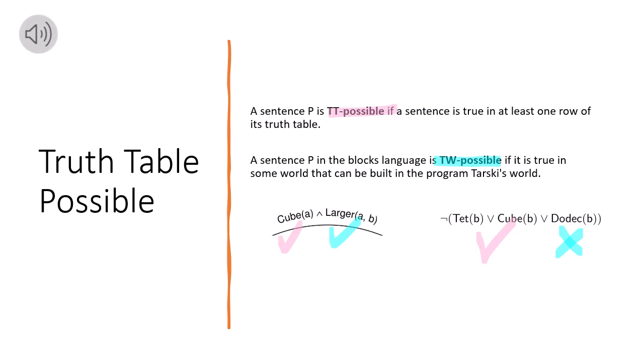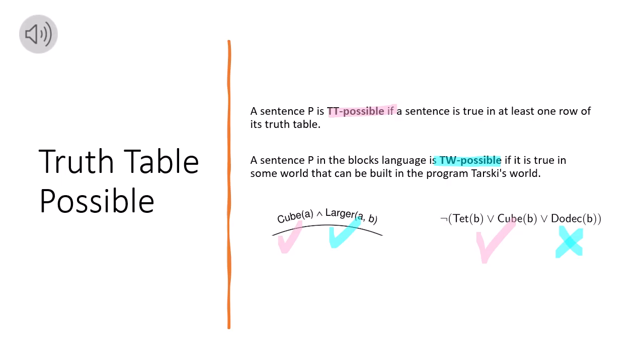And then we say a sentence P in the blocks language, and it has to be in the blocks language here, is Tarski's world possible, or TW possible, if it's true in some world that can be built in the program Tarski's world. And again, we were saying that these are more precise notions of what we mean by possible circumstances, compared to the imprecise notion of logical possibility.